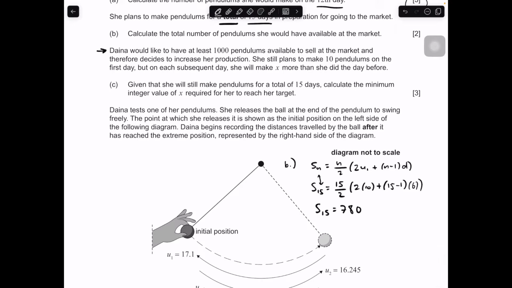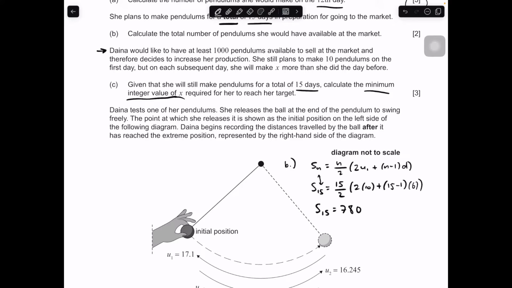Dana would like to have at least 1,000 pendulums available to sell at the market, and therefore decides to increase her production. She still plans to make 10 pendulums on the first day, but on each subsequent day, she will make X more than she did before. Given that she will still make pendulums for a total of 15 days, calculate the minimum integer value of X, so whole number value, required for her to reach her target. So integer means no decimals, no fractions, just whole numbers, positive or negative. In this case, it's going to be positive.